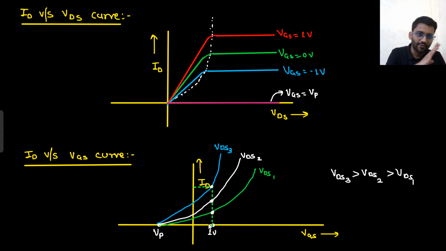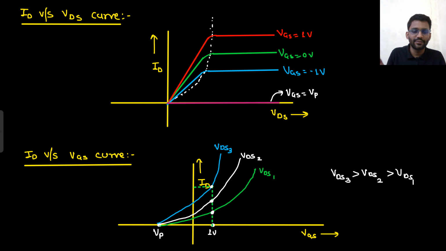At the same VGS potential, VGS is same. At that same potential, one of the curves is giving me more current and one of the curves is giving me less current. So the curve which is giving me more current means there is high VDS. If there is high VDS, there will be a high depletion region, that means there will be more current. So VDS3 is higher than VDS2 is higher than VDS1.